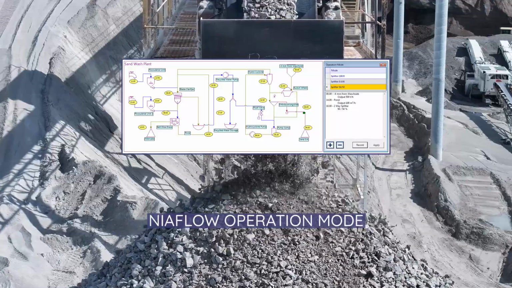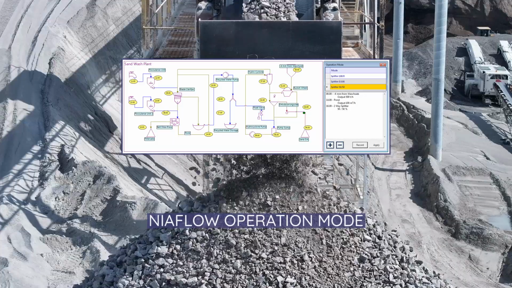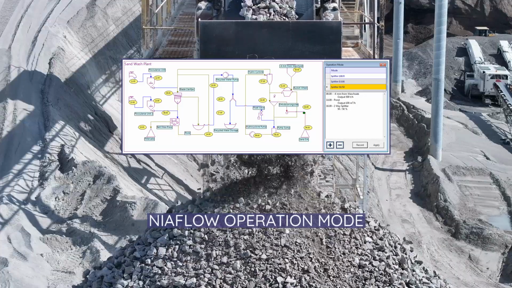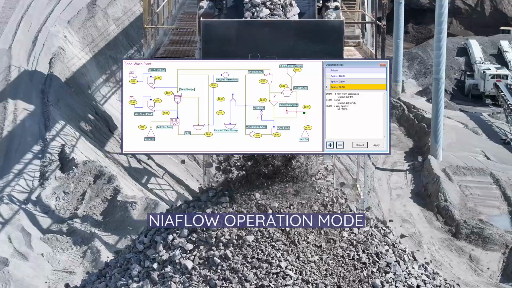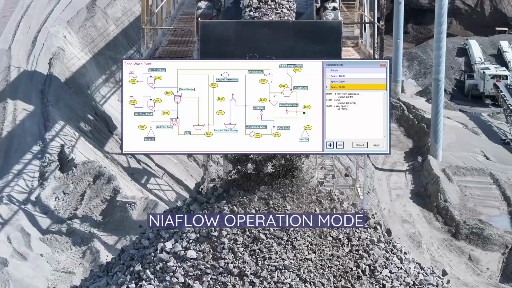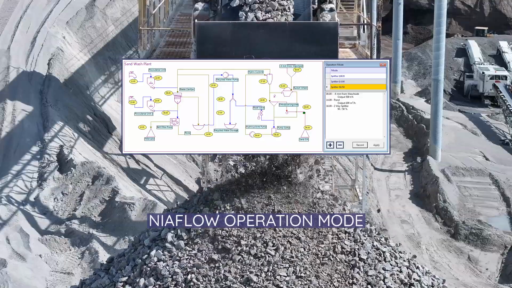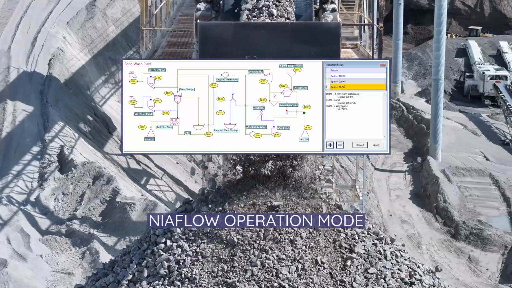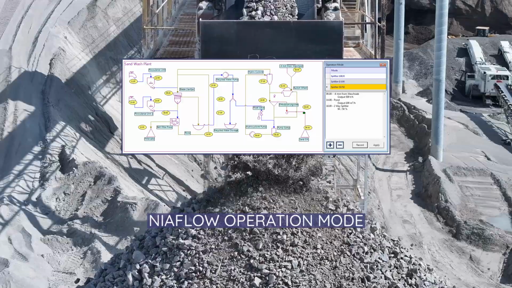NIAflow was launched in 2016 by Haver & Boecker Niagara, the international mineral processing brand of Haver & Boecker. It was designed in response to growing demand for digital tools that support process optimization in material processing plants. The aim was to offer engineers a visual, intuitive platform to design process flowsheets, perform simulations, and identify potential improvements in plant efficiency and performance.